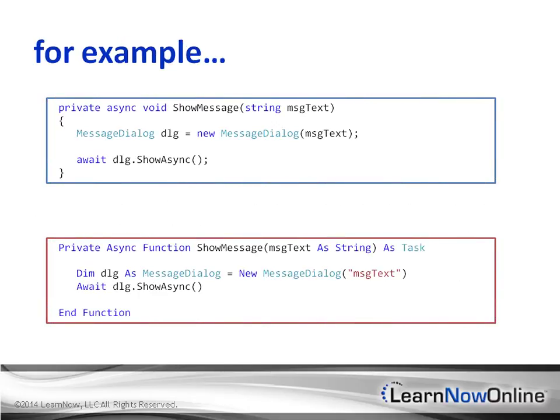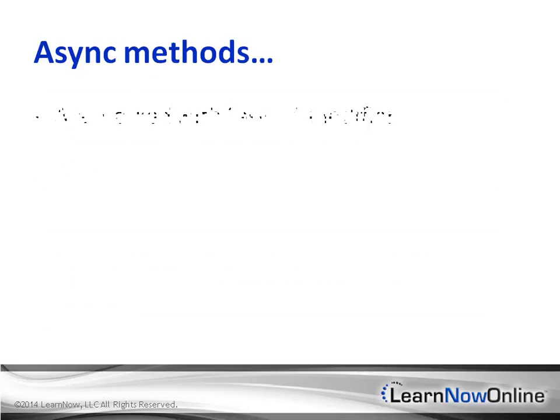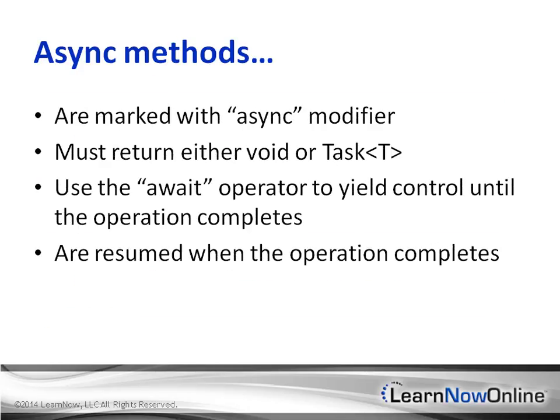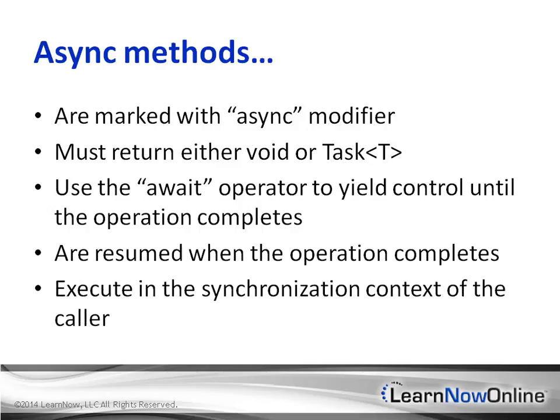For example, in the Windows 8 example where we've got message dialogues, we use the await keyword to show the dialogue, and then the processing will halt there until the user finishes the async action and the control returns back to the program. Async methods are marked with the async modifier. They return either void or a Task of T. The Task of T is part of the threading library. The await keyword will yield control until the operation completes, and then our processing resumes after the operation completes, and it'll execute the synchronization in the context of the caller.